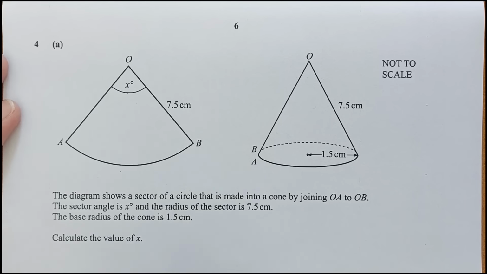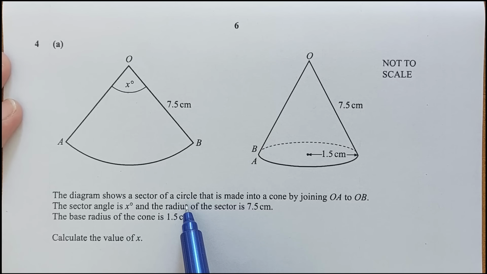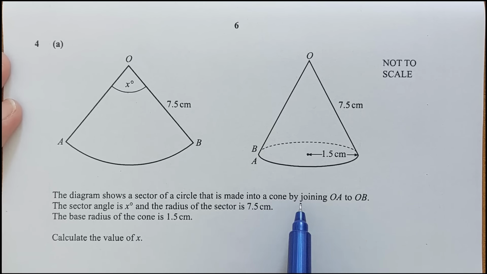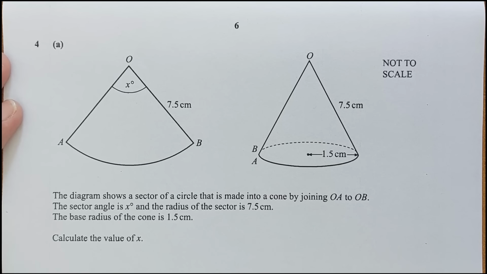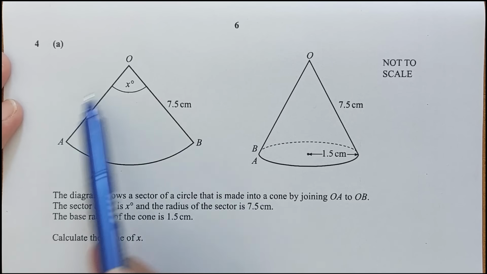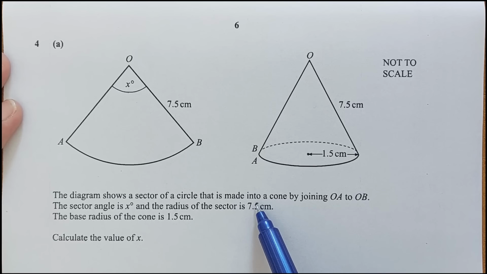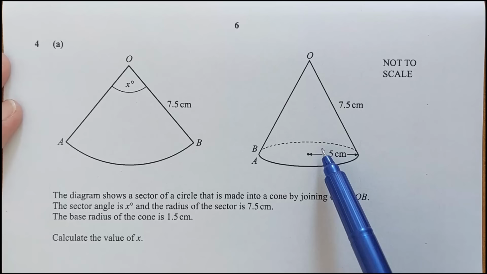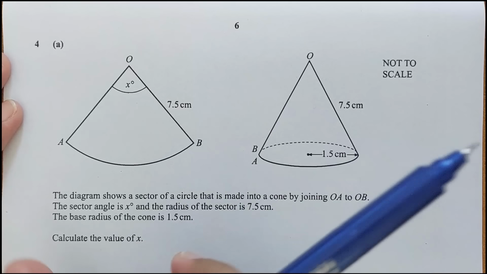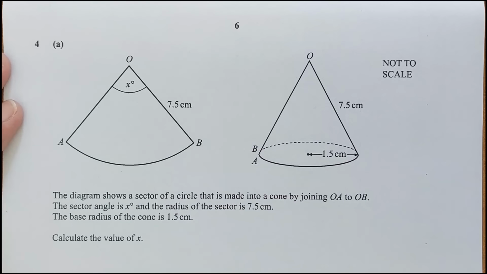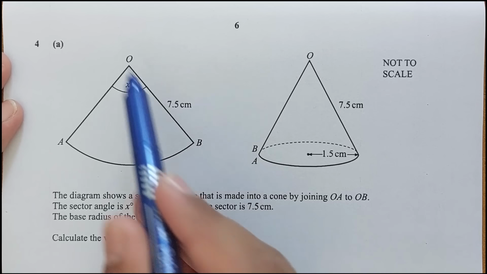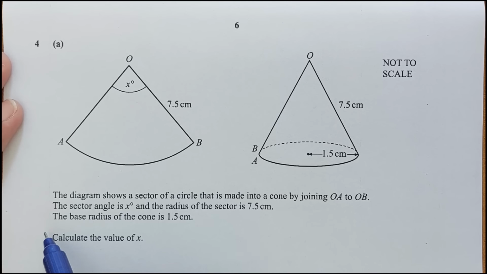Question number 4, part A. The diagram shows a sector of a circle that is made into a cone by joining OA and OB. Okay, OAB is a sector of a circle, and it is made into a cone by joining OA to OB. Means when we join OA with OB, we will get a cone. The sector angle is x degrees and the radius of the sector is 7.5 centimeters. The base radius of the cone is 1.5 centimeters. Calculate the value of x.